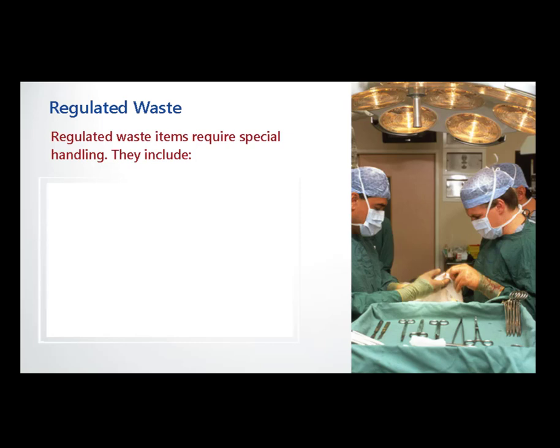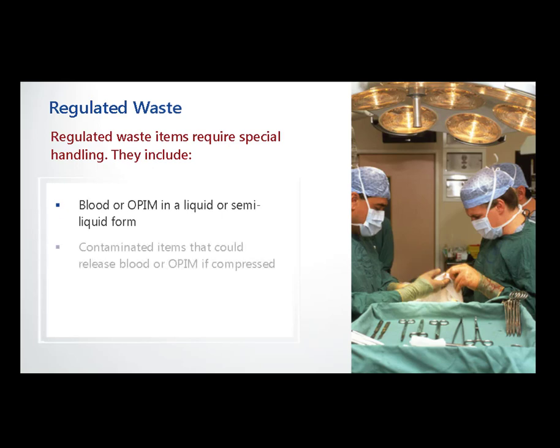Regulated waste items require special handling. They include blood, or OPIM, in a liquid or semi-liquid form, contaminated items that could release blood, or OPIM, in a liquid or semi-liquid state if compressed, items with dried blood, or OPIM, that are capable of releasing these materials during handling, and contaminated sharps.